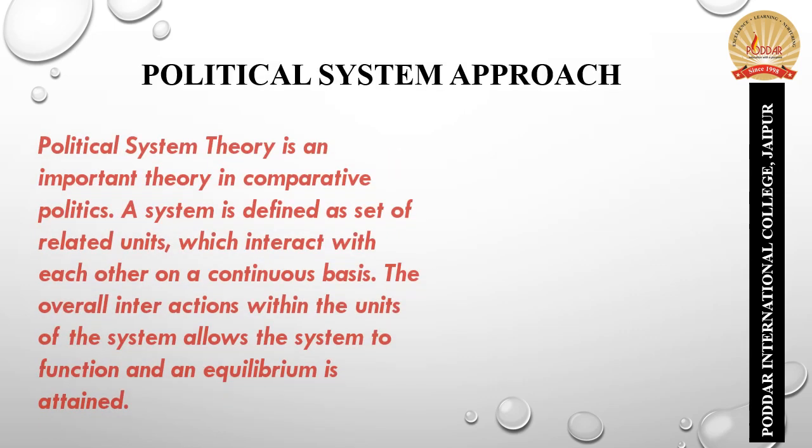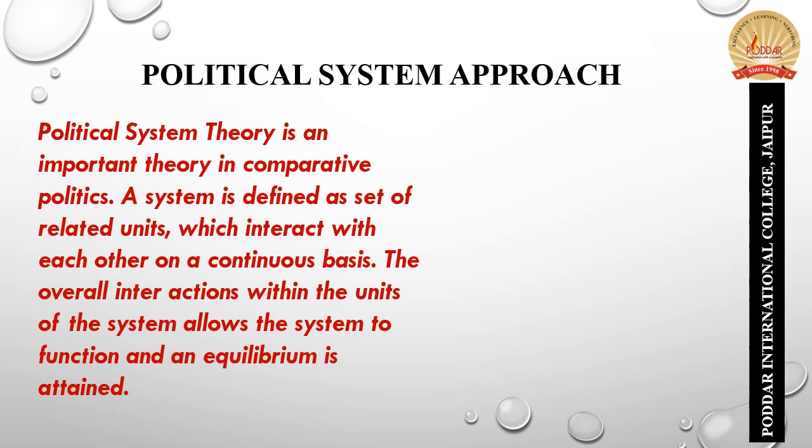What is the political system approach? Political system theory is an important theory in comparative politics. A system is defined as a set of related units which interact with each other on a continuous basis. The overall interactions within the units of the system allow the system to function and an equilibrium is attained.